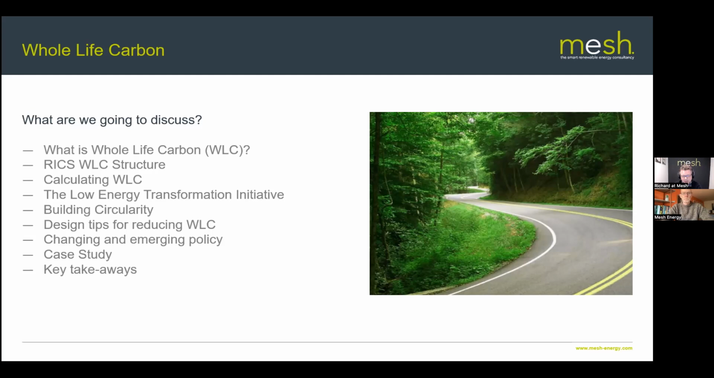I'll run through a case study, which is actually a mix. Originally we look at that from a retrofit point of view, and then we've got a comparison new build for that same site. And then we just wrap it up with some takeaways at the end.